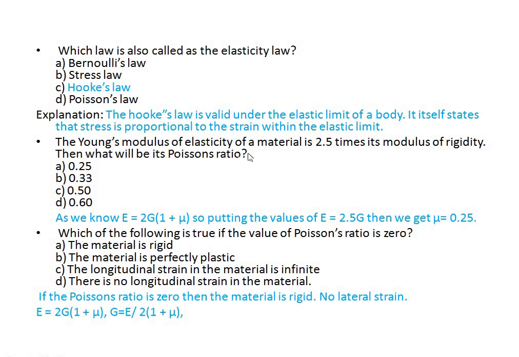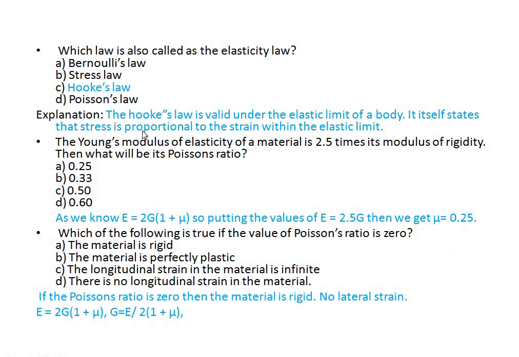Next question. The Young's modulus of elasticity of a material is 2.5 times its modulus of rigidity. Then what will be its Poisson's ratio? So now here we have a problem with the relation between elastic constants. The relation between E and G is E is equal to G into 1 plus mu, right? So here it is given E is equal to 2.5 times G. So E is equal to 2.5 G. Substitute it in this formula and you can get the value of mu.